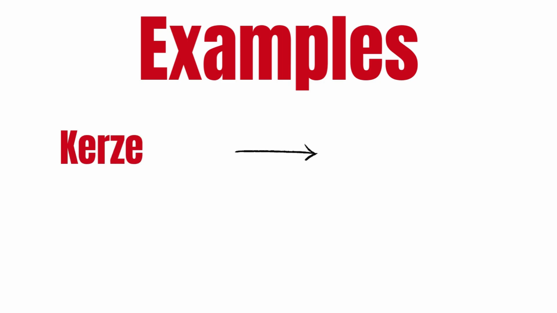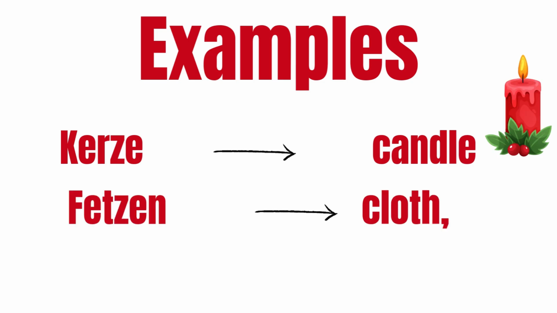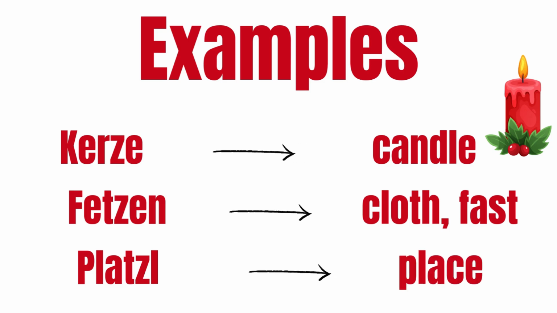Some examples can give you a first impression and make it easier. The first example: Kerze, candle, Kerze. Fetzen, that's a cloth, and the verb means to go fast, fetzen. And the third example: Platzl, that's a little square or place, Platzl. As the examples show us, there are different spellings for the TZ sound. Z can become ts, TZ stays ts, and TZL can become tzl, like Schnitzel, for example.